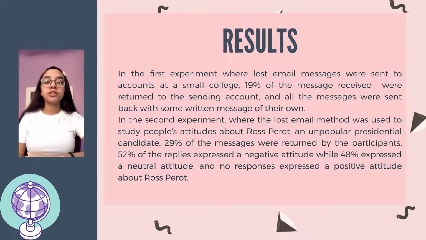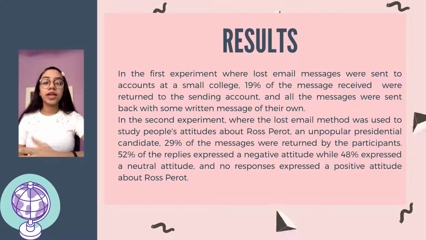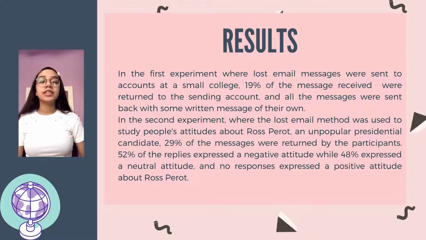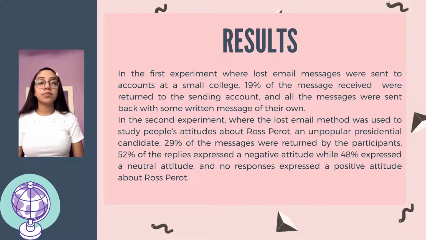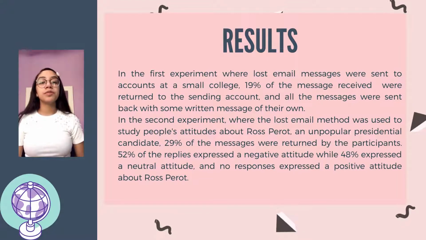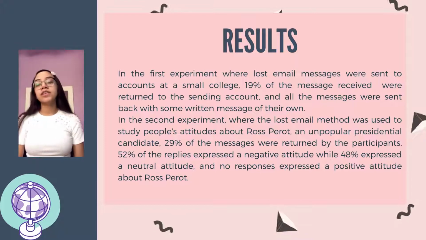One of the most important points to explain is the results, since they vary due to the fact that two experiments were performed in different contexts. In the first experiment, 90% of the messages received were returned to the sending account, taking into consideration that the lost email messages were sent to accounts at a small college. And in the second experiment, the lost email method was used to study people's attitude about an unpopular presidential candidate, in which 29% of the messages were returned by the participants, and no responses expressed a positive attitude about Ross Perot, the unpopular presidential candidate.